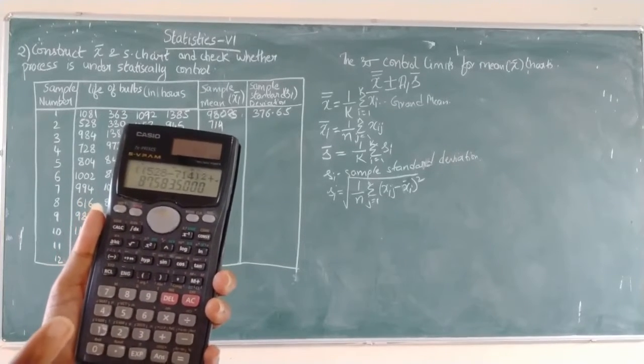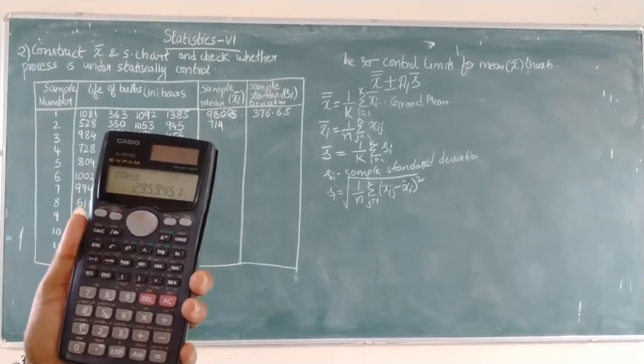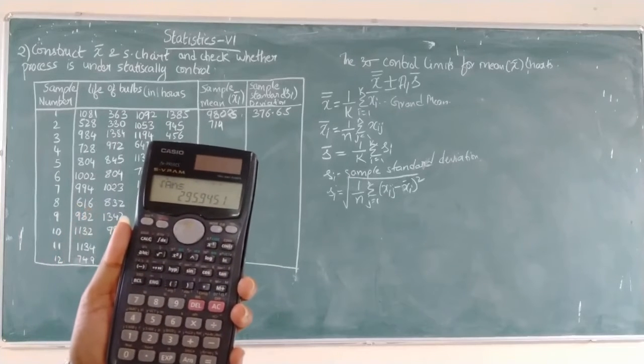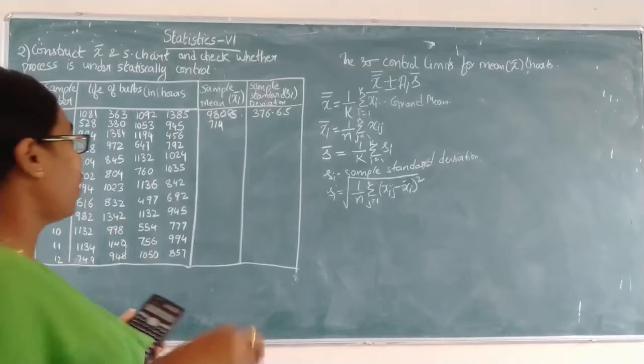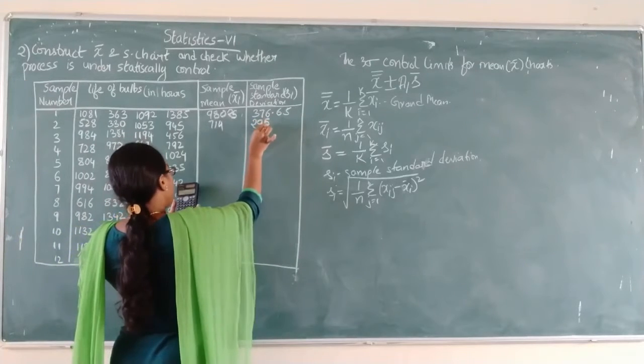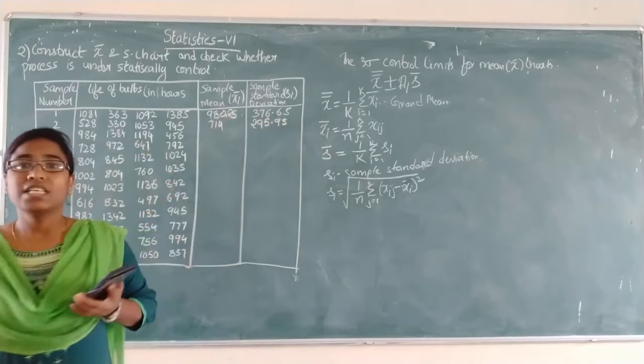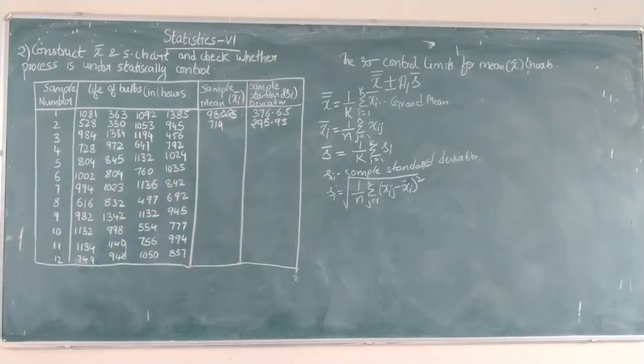You will get the under root value. For this, find the square root of the answer. You will get the second answer as 295.945. So I am rounding off to 2 digits, so I get 295.95. So this is the finding of the sample mean and sample standard deviation.